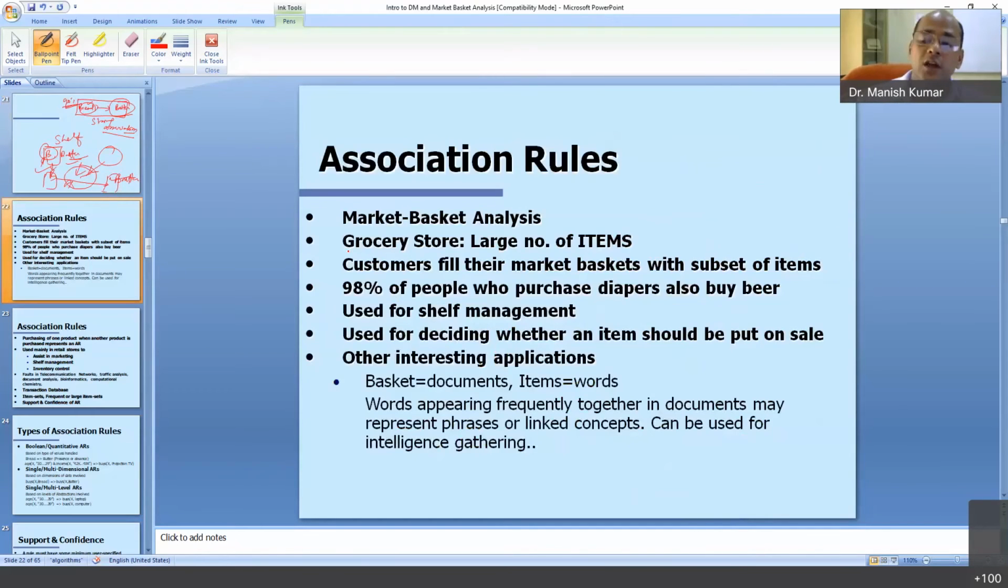Then let me tell you that market basket analysis is not restricted to this particular retail market itself. It is extended or mapped to other domains as well. For example, baskets could be documents and items could be words. And then obviously I can go for word association mining. You can see that words appearing frequently together in documents may represent phrases or linked concepts. So I'm interested in having such a thing also.